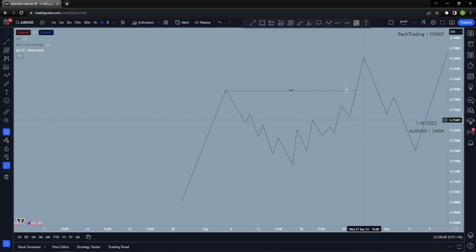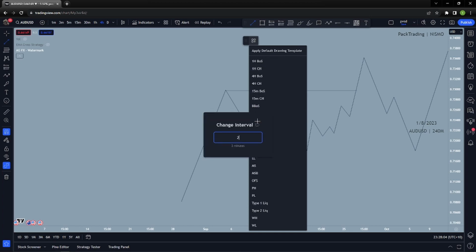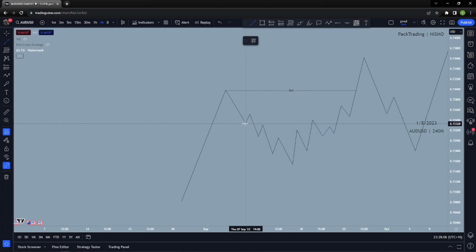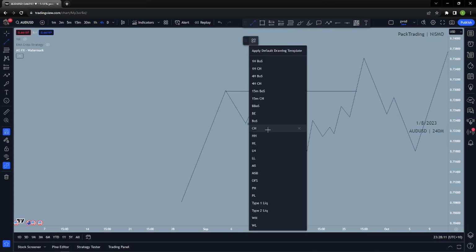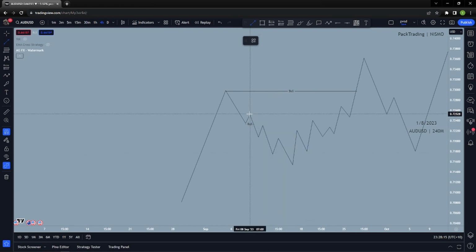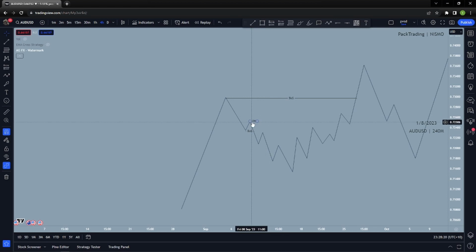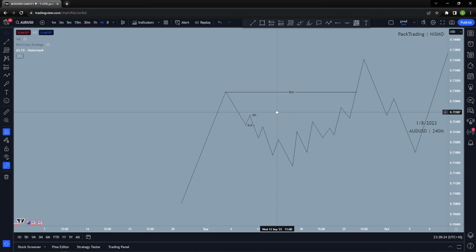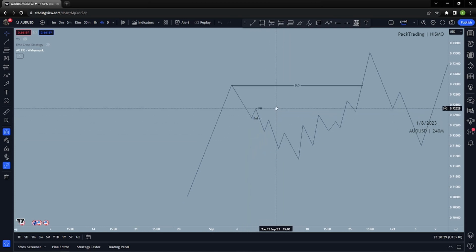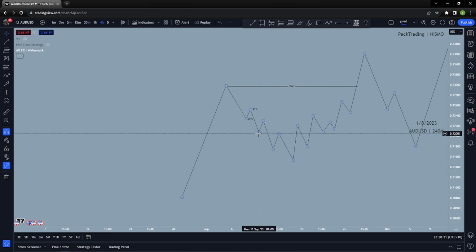So for example, the BOS right here, BOS right here. What do you have? You have the internal protected high. Now, after a break of structure, what you learned in the previous video, you can't mark a protected high, or I would say a lower high, unless it's created a break of structure. Same as a lower low.